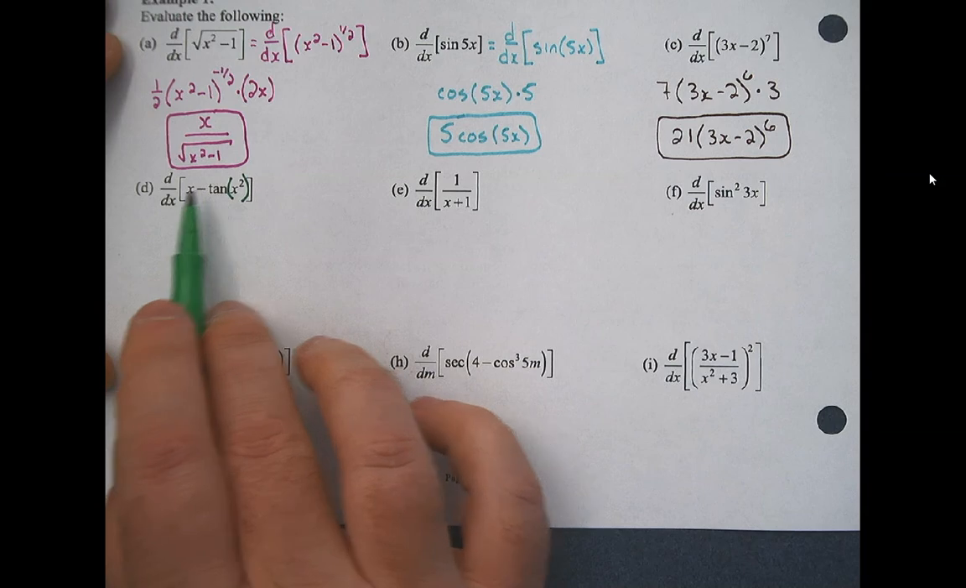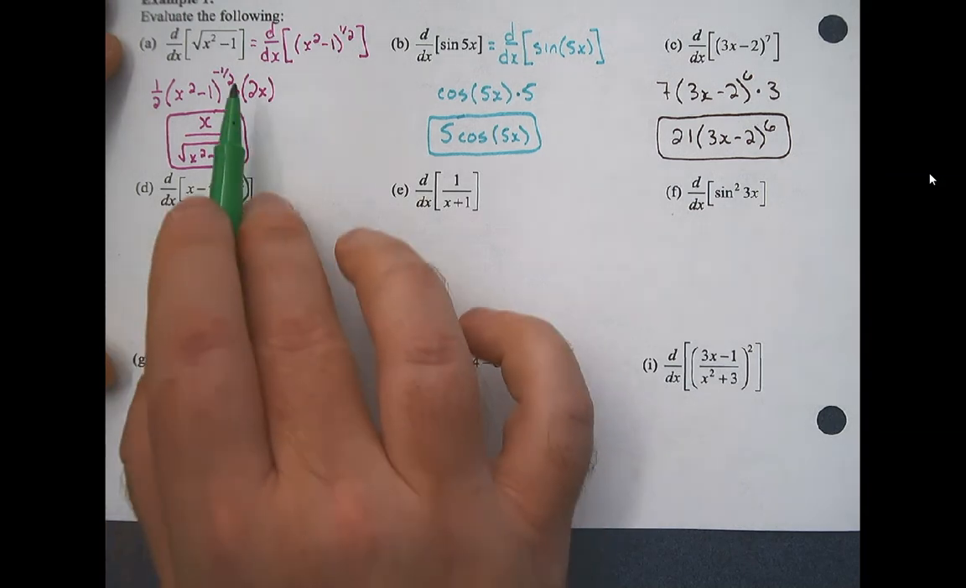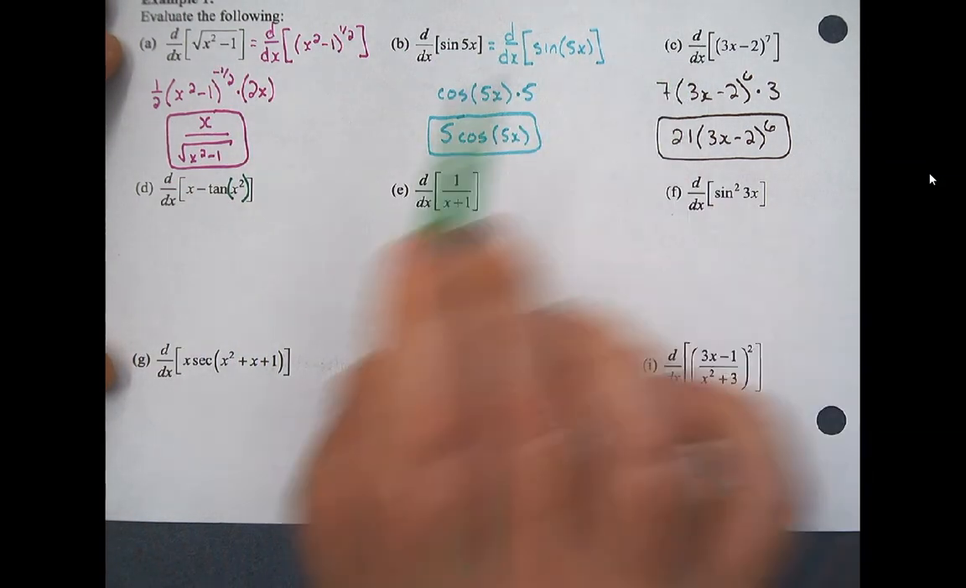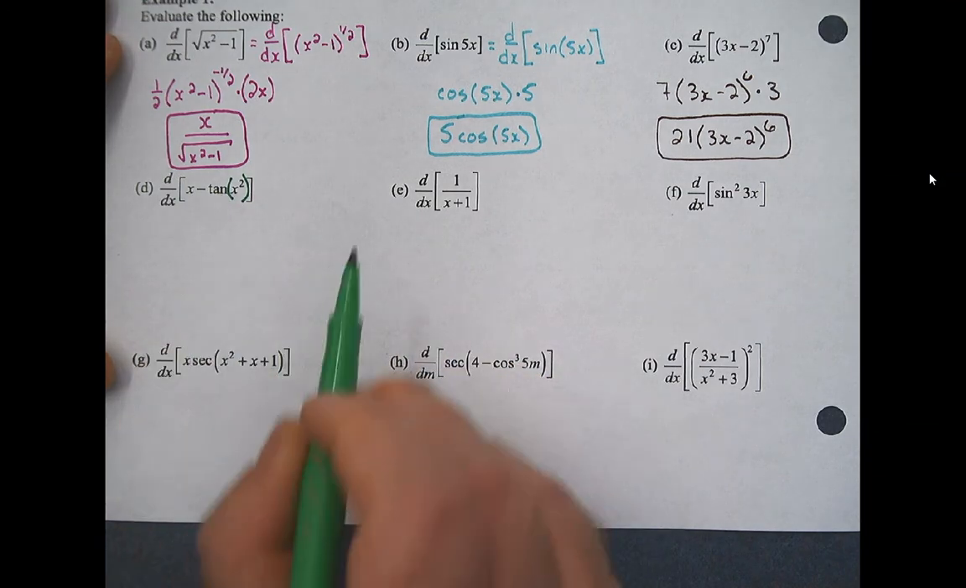Overall, what type of problem is this? What rule would you apply overall? Like these were just one-step derivatives. There was not really anything complicated about them. This is a little trickier.